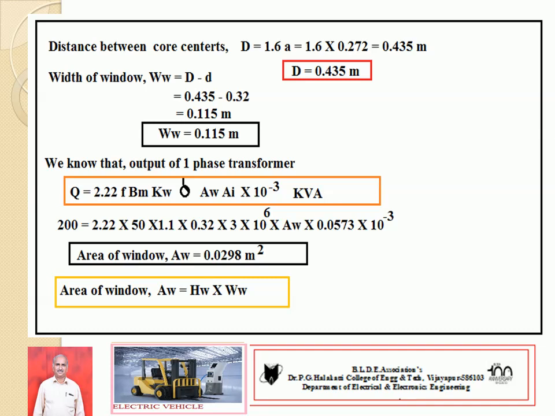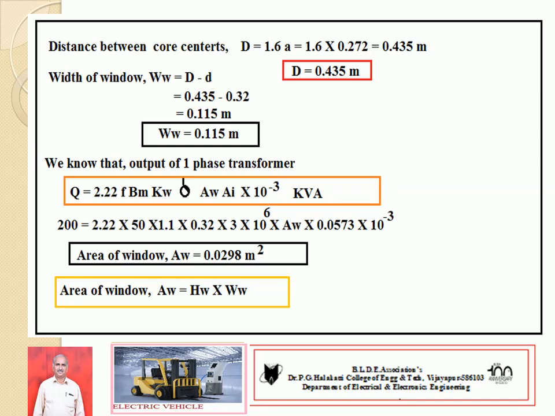So width of window should be equal to distance between core centers minus diameter of circumscribing circle. You substitute the values, and we are going to get Ww. Aw is not available here. Hence, we have to go for the output equation. Output equation, substitute all the values. In place of Q, you substitute only 200. Q means kVA. The given transformer rating is 200 kVA, so you write down only 200.